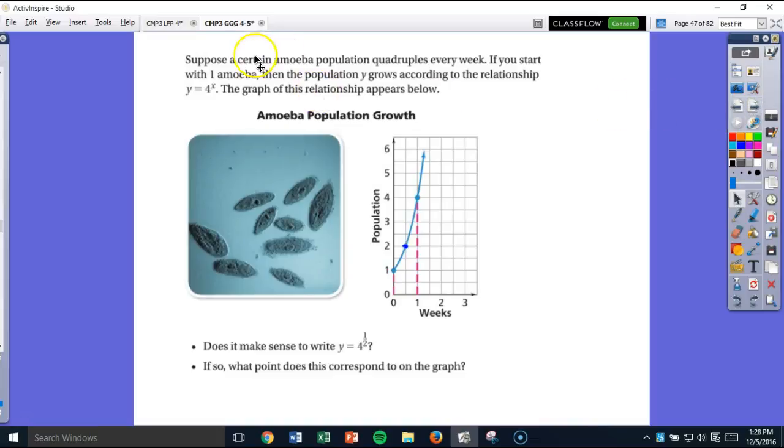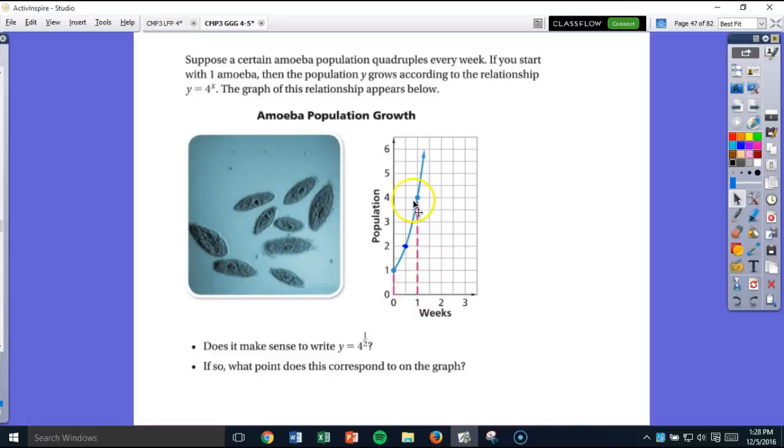So the question: suppose a certain amoeba population quadruples every week. If we start with one amoeba, then the population y grows according to the relationship y equals 4 to the x. That's the equation we've come up with. It shows us the graph of the relationship down here. Now the question is, does it make sense to write y equals 4 to the 1/2 power if we want to know when the population of amoebas was 2?